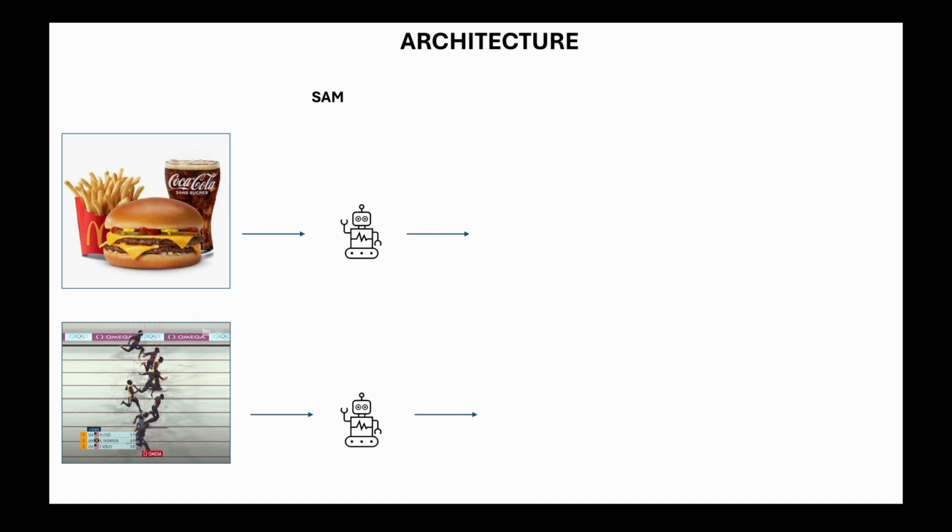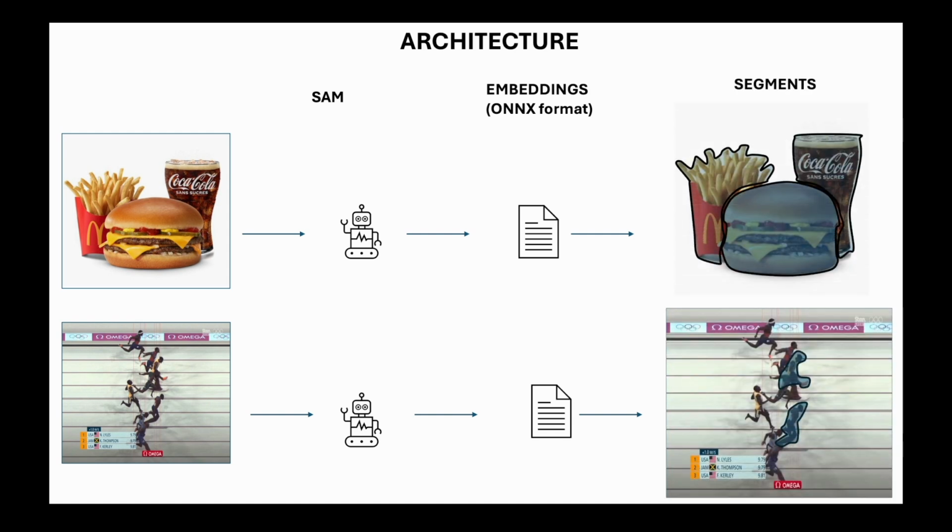The architecture involves passing each image to the SAM model and then generating embeddings, which are vector representations of each image using the SAM model. The embeddings can then be used to identify the segments in the image.